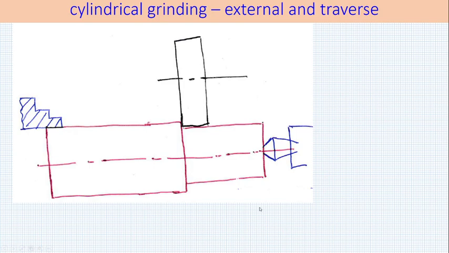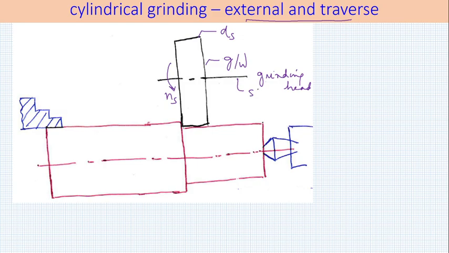So this is the next slide where the same external traverse grinding is shown schematically. It is external cylindrical grinding and it is traverse grinding. This is your grinding wheel. This is the diameter of the grinding wheel. This is rotating with NS. This is mounted on the grinding head that you have seen in the video. This is the representation of the spindle. This is your center that we have talked about. This is the tailstock.